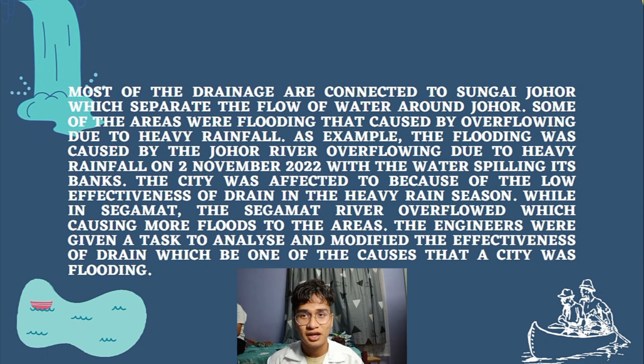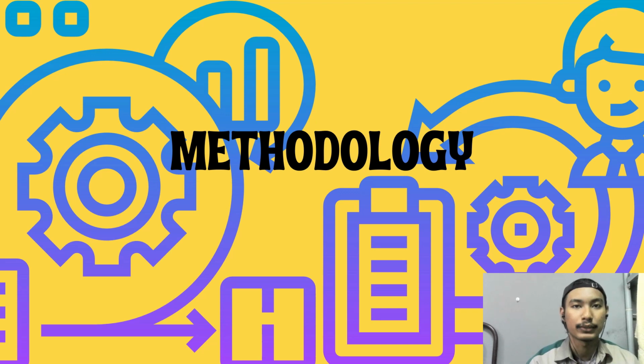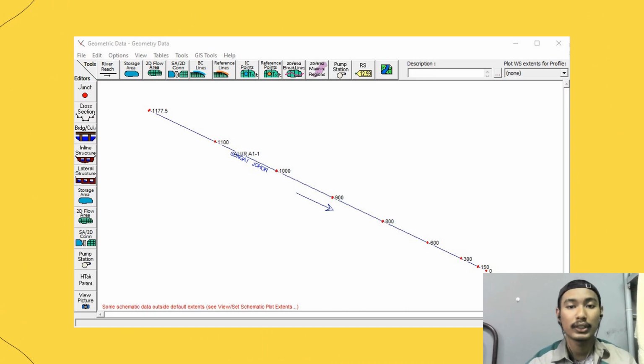Hi, my name is Muhammad Syami bin Rosman and now I will explain the methodology. Firstly, we need to create the river reach based on the project instruction, and the junction will be inserted starting from 0 meter to 1177.5 meter in the geometric data section.